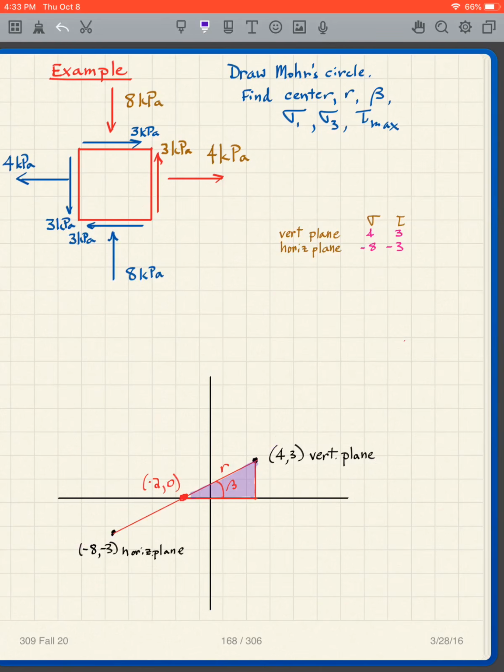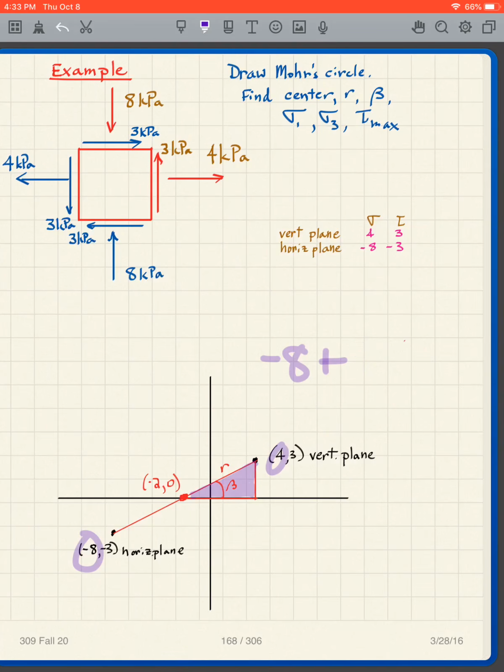And then, before I even draw the circle, I just draw a line between the 2 points, and I get this -2, 0. How do I get it? Because I take the average of those two. So it's going to be -8 plus 4 over 2 equals -2. So that gives me the center.